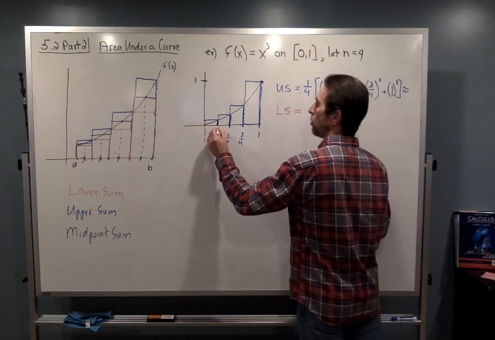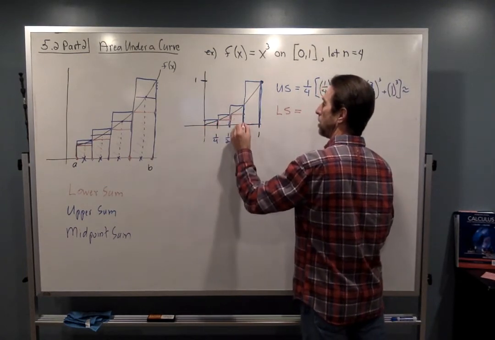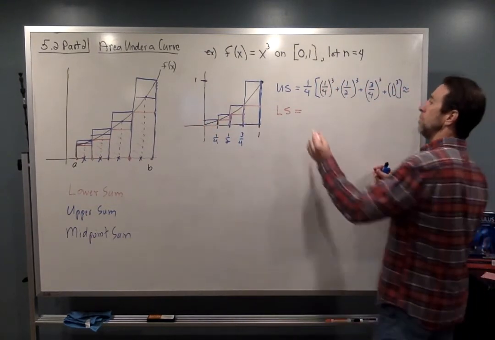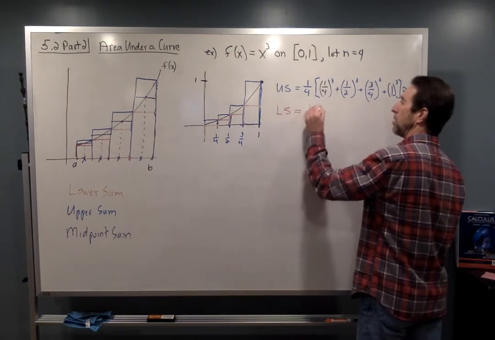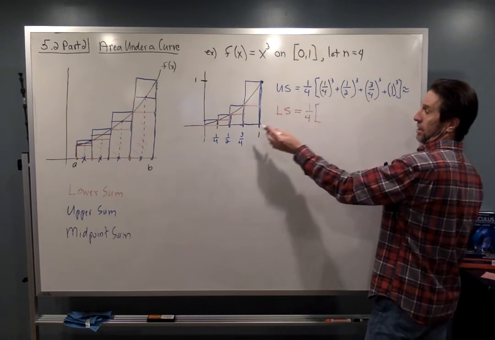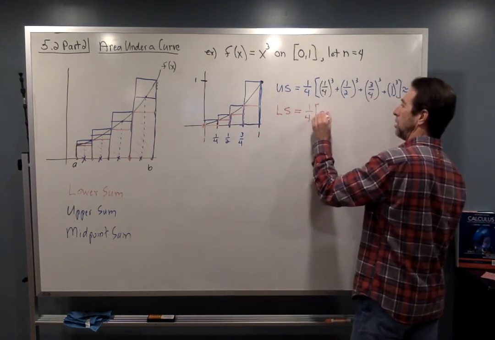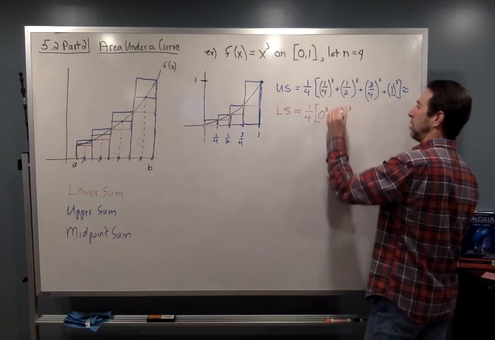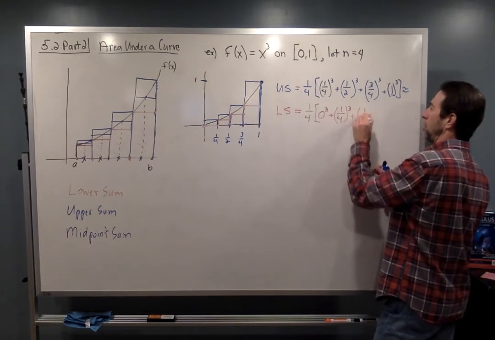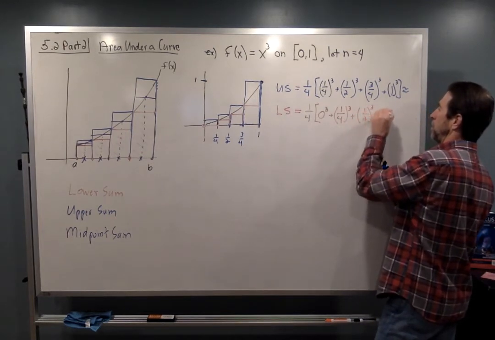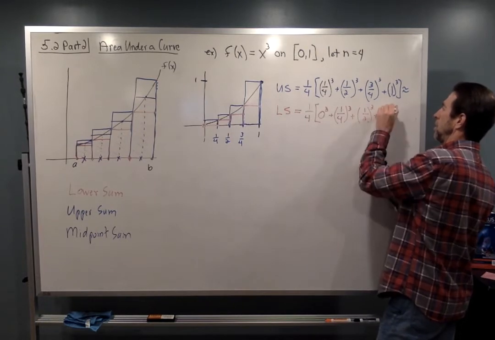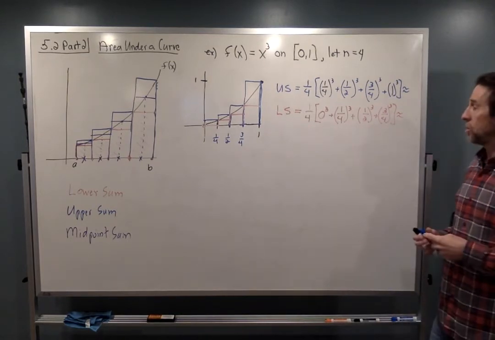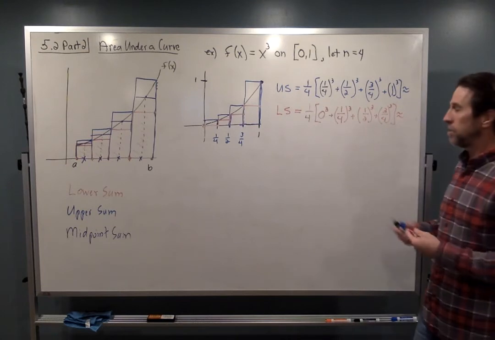Same idea, but I'm going to be using these rectangles. Now this first rectangle basically has no height, so there isn't even a rectangle. But I can still include that. It's going to be 1/4 times that basically 0 cubed plus 1/4 cubed plus 1/2 cubed plus 3/4 cubed. Now it's going to be important to write out this initial step for upper sums and lower sums. Then after that, you may use a calculator, at least in this course.